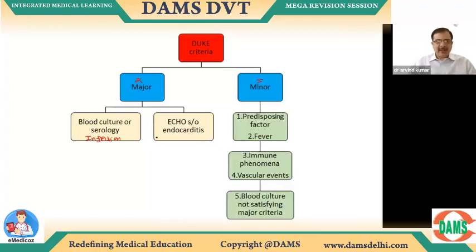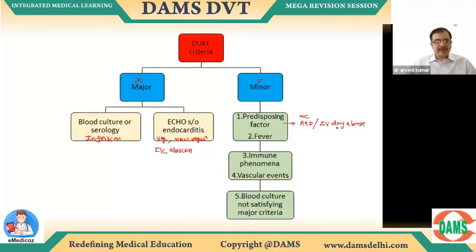On echocardiography, endocarditis can show a vegetation, a new regurgitant lesion, or an intracardiac abscess. These are the echocardiography features as a major criterion. For the minor criteria, number one is a predisposing factor. And here there is also some controversy between online sources and our textbook reference. The most common predisposing factor for infective endocarditis worldwide is rheumatic heart disease. In rheumatic heart disease, the most common valvular lesion that predisposes to infective endocarditis is mitral regurgitation. While the most common non-cardiovascular cause is intravenous drug abuse.